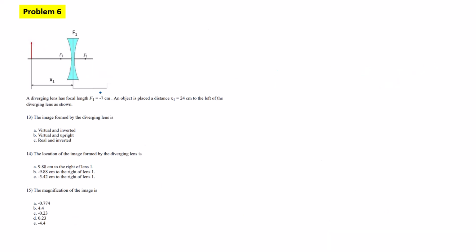Let's go to the next one now. Here's problem 6. A diverging lens has a focal length f1 of -7 centimeters. An object is placed a distance of 24 centimeters to the left of the diverging lens as shown over here. The image formed by the diverging lens is what? One thing we have to do is just apply our simple equations. Let's write 1 over f is 1 over O plus 1 over I, where O is the distance of the object to the lens, and I is the distance of the image to the lens. If we're able to say whether I is positive or negative, we're going to be able to answer whether it's virtual or real and upright or inverted.